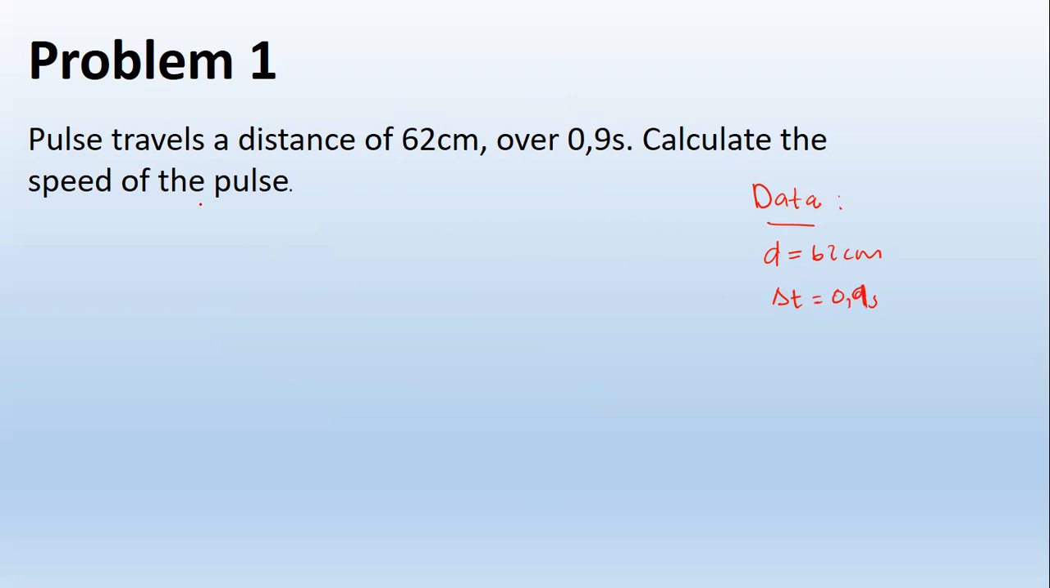But remember, we want to calculate the speed of the pulse. So the speed of the pulse in this case is unknown. That's what we are looking for. This is the data provided to us. Based on this data, we have velocity, speed, we have time, and we have the distance. The formula that we use is V equals D over change in time. I said to you, the units that we use for distance are centimeters, and the units that we use for time are seconds. For time, we are happy because our units are in seconds. For distance, our units are in centimeters. That means we're going to have to convert that.